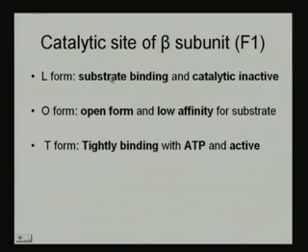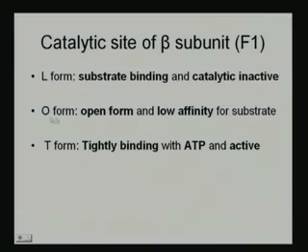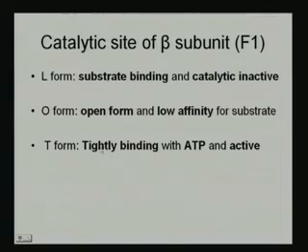The L form is the substrate binding site, but catalytically it is inactive. The O form is the open form and it has a very low affinity for the substrate. That means it does not have any affinity for substrate binding. And the T form is the tightly binding form, it has a very strong affinity for ATP, and it is also active.